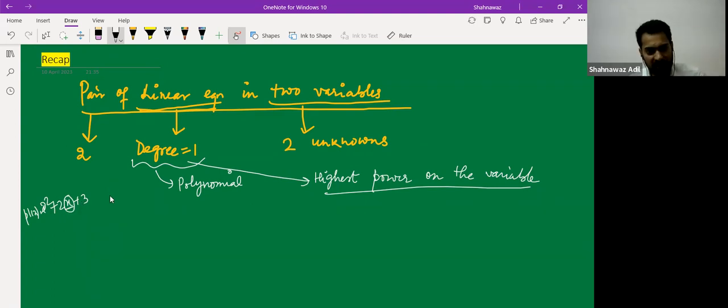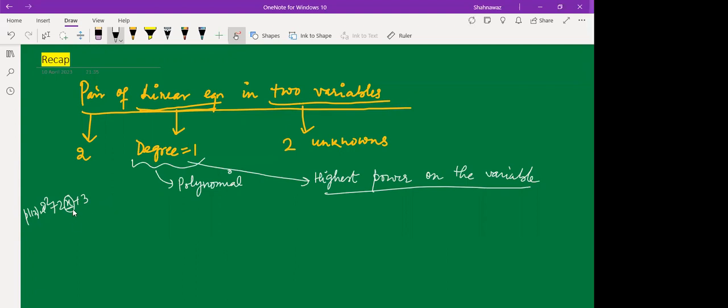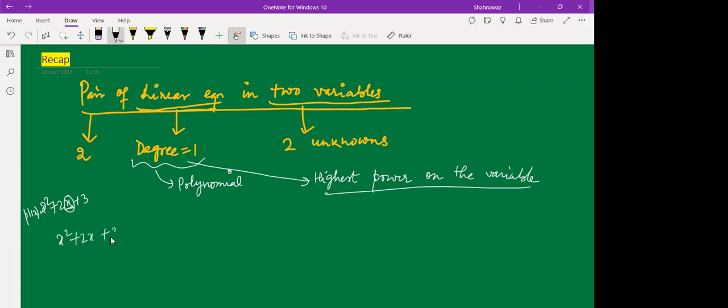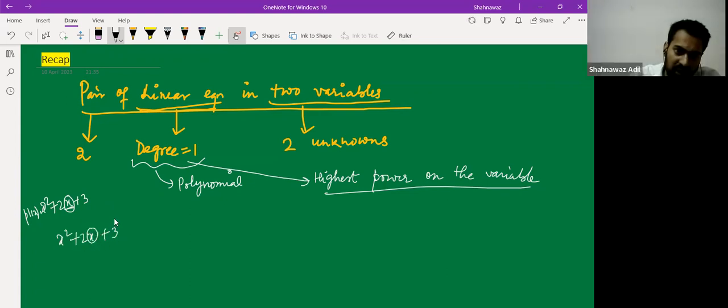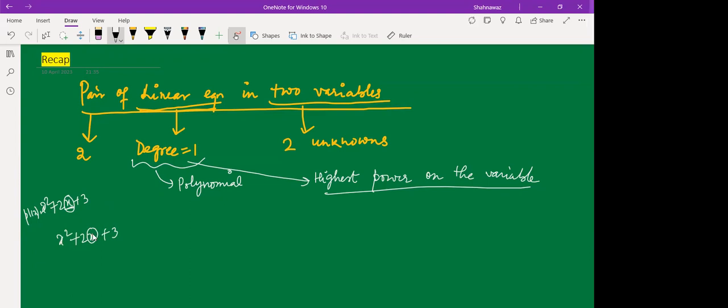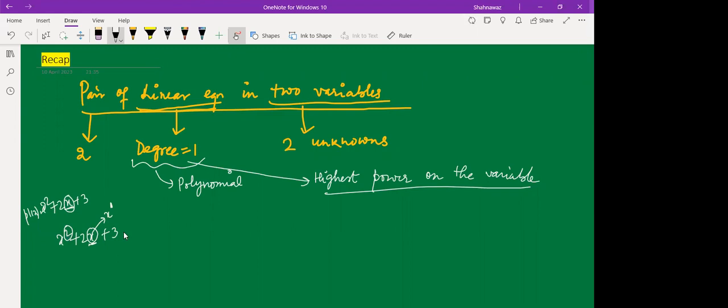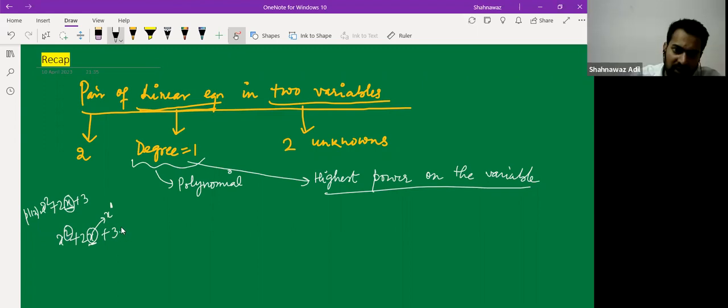You must have already learned about exponents and powers in 9th class, right? So what is the power of x here? x square plus 2x plus 3, right? Here it is power 2, right? x to the power 1 is here, right? And in here, what is the power of x? It is 0, right?